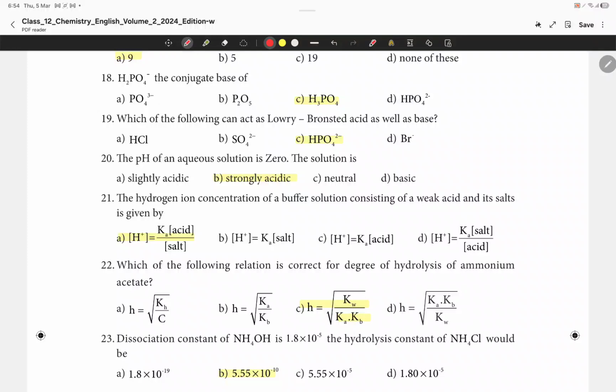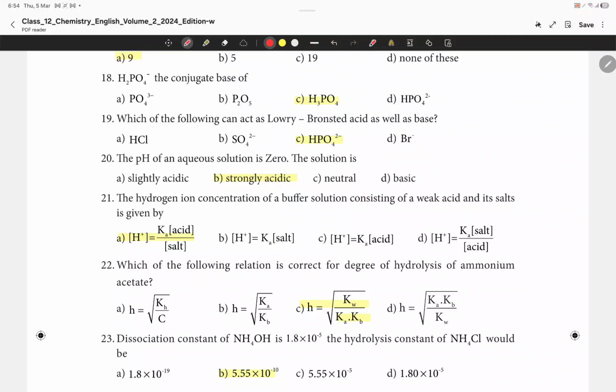The hydrogen ion concentration of a buffer solution consisting of a weak acid and its salt is given by H plus is equal to Ka of acid divided by salt. Which of the following relations is correct for degree of hydrolysis of ammonium acetate? h is equal to root of Kw divided by Ka dot Kb.